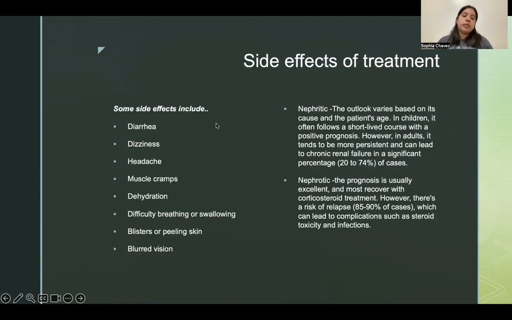Side effects of these medications include diarrhea, dizziness, headaches, muscle cramps, dehydration, difficulty breathing or swallowing, blisters or peeling skin, and then blurred vision.